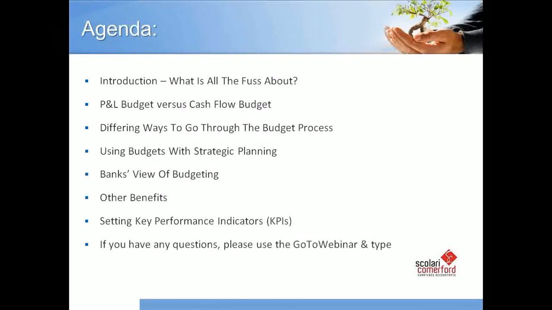I want to go through some things regarding the different ways that you can actually go through the budget process, and certainly we'll give you some recommendations there on what we believe is the best way, particularly for engineering firms and also for just small business best practice. So we'll go through those. We'll also look at budgets and using the budgeting process to tie that in with strategic planning, because the two definitely go hand in hand.